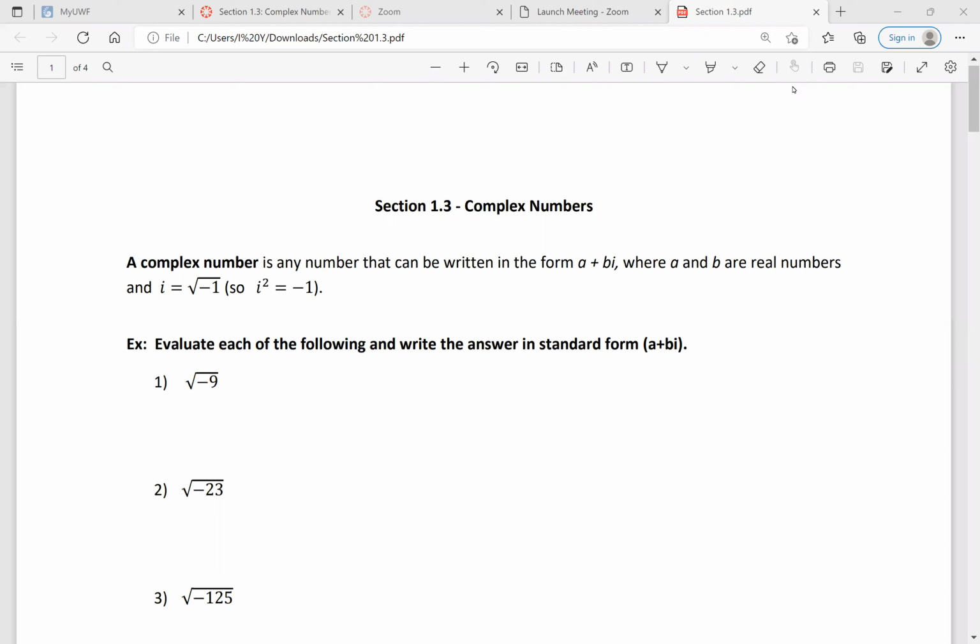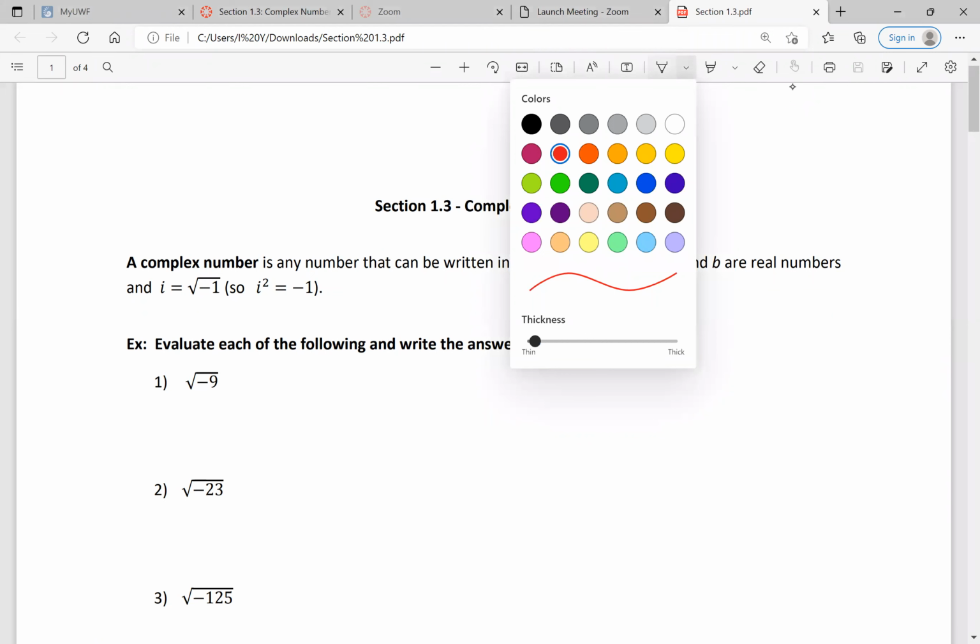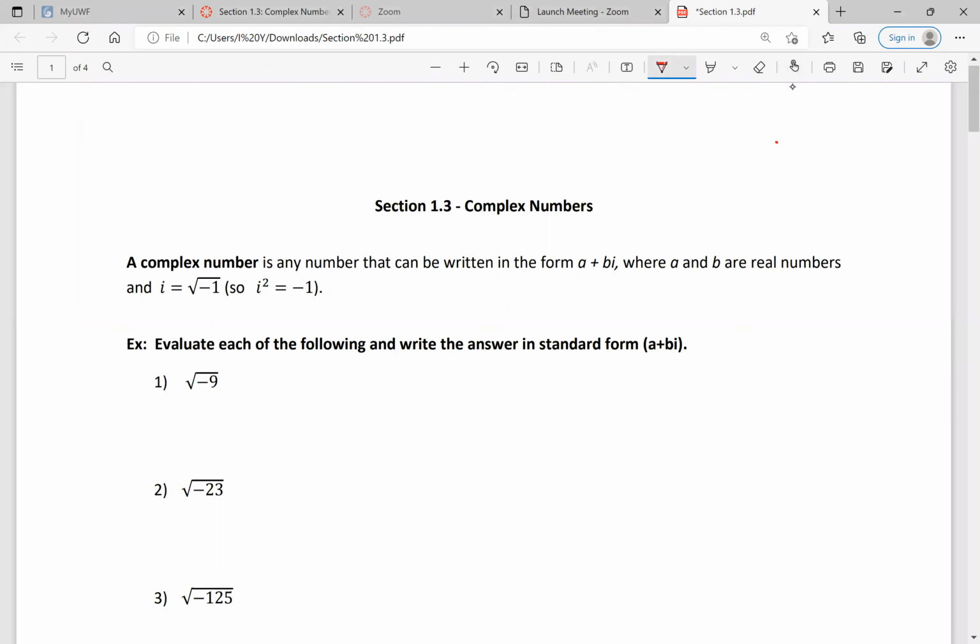If we have the square root of -9, this is equal to the square root of -1 times 9, which is equal to the square root of -1 times the square root of 9, which is equal to i times 3. Now, we traditionally write this as 3i.